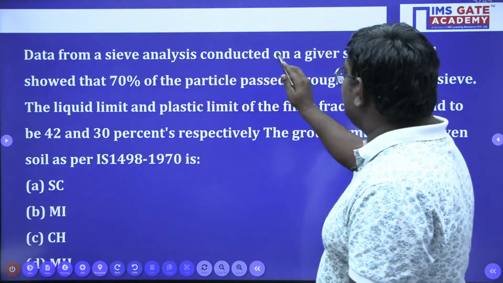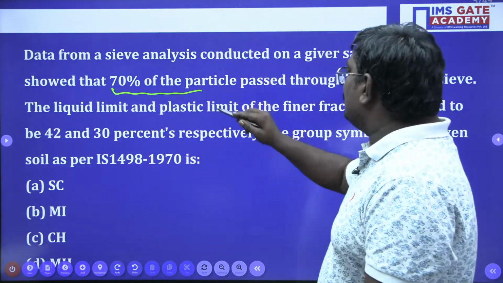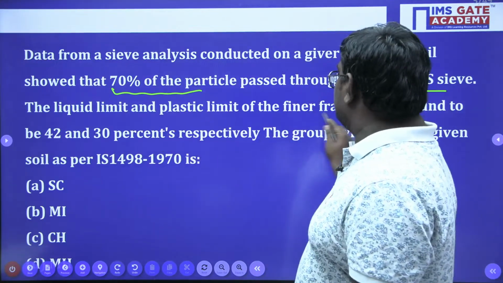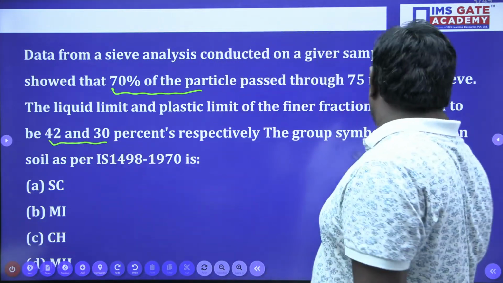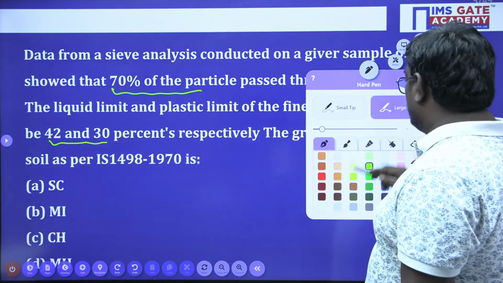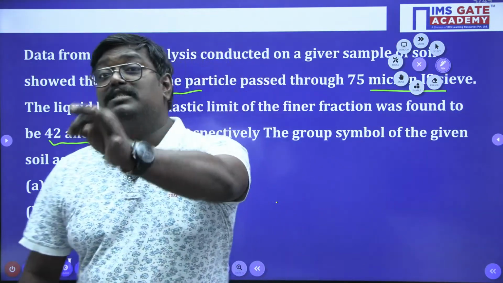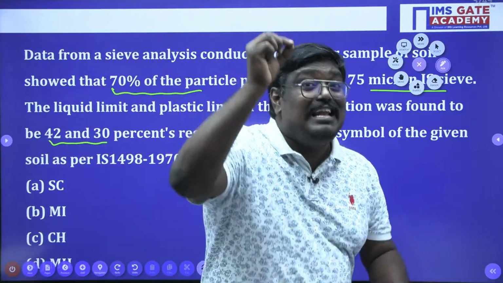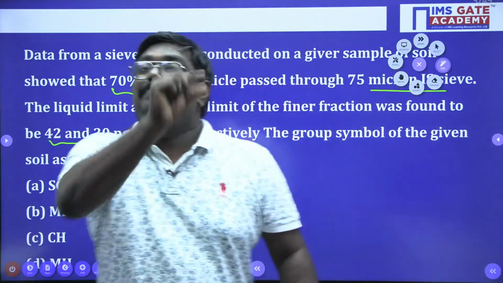Data from a sieve analysis conducted on a given soil sample showed that 70% of the particles are passing through 75 micron. The liquid limit and plastic limit of the finer fraction were found to be 42 percent and 32 percent. Whenever you are talking about a GATE problem, it's my sincere request, give some time to read the question. When you start reading the question in an appropriate way, definitely you will have 30% of the solution.